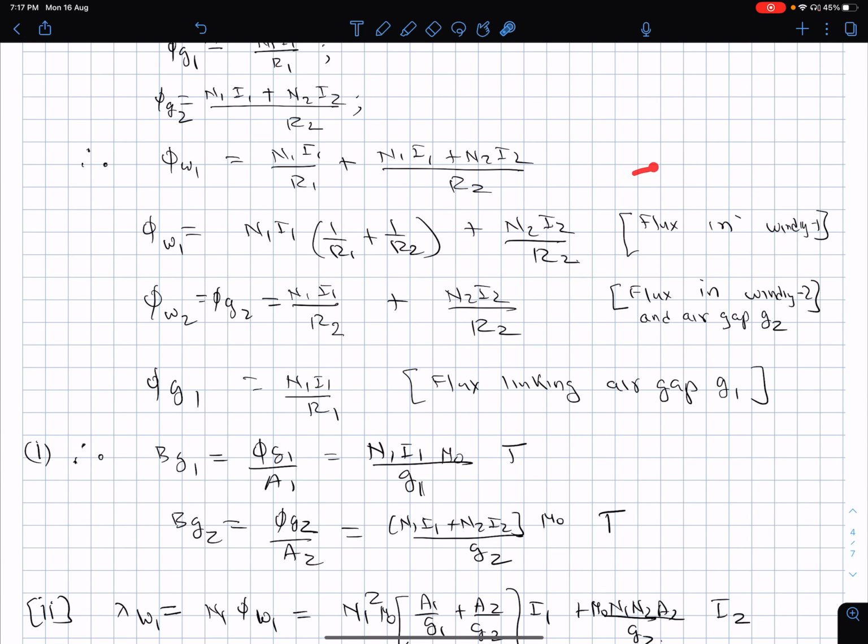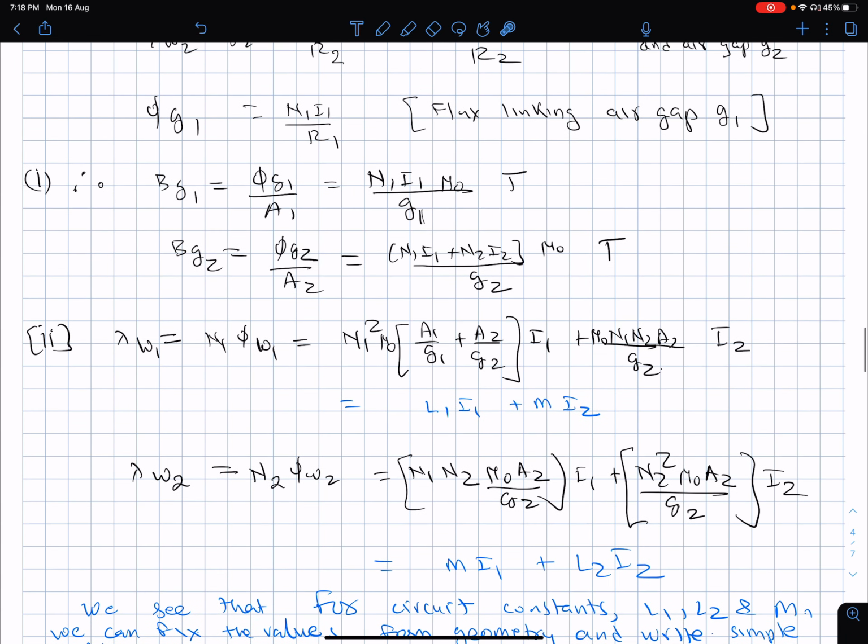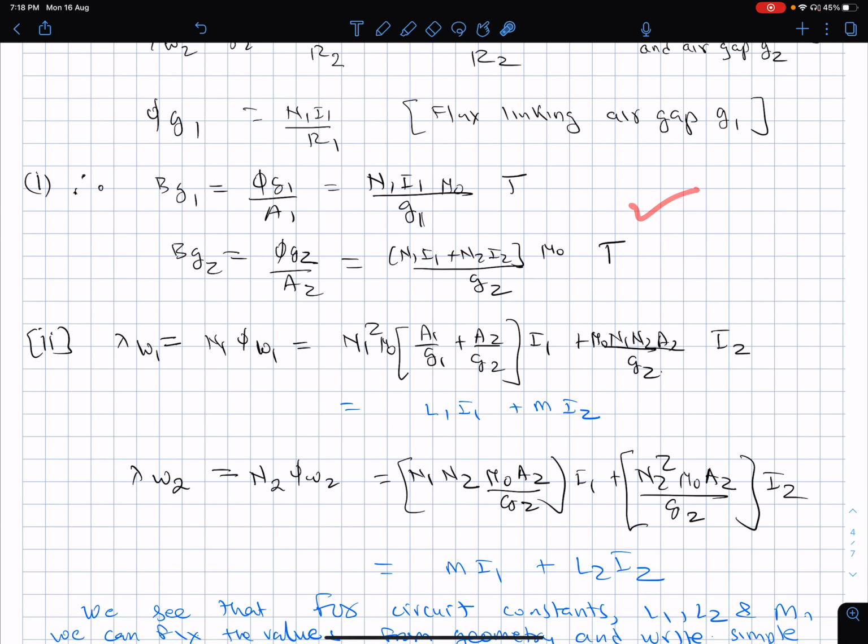Okay, so now you got phi W1. Now flux in the winding 2 is same as in the air gap 2. We have already seen it. So again, this is the simplified expression here. Now BG1 is going to be simply phi G1 by A1, and BG2 is going to be phi G2 by A2. So again, I leave it to you to check it once again. It is exactly the same thing which is happening.